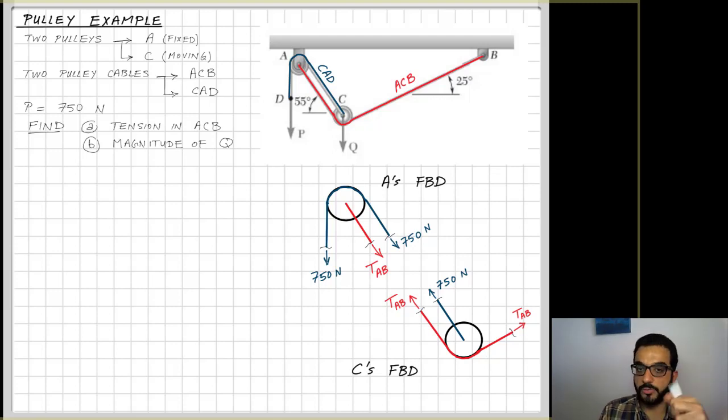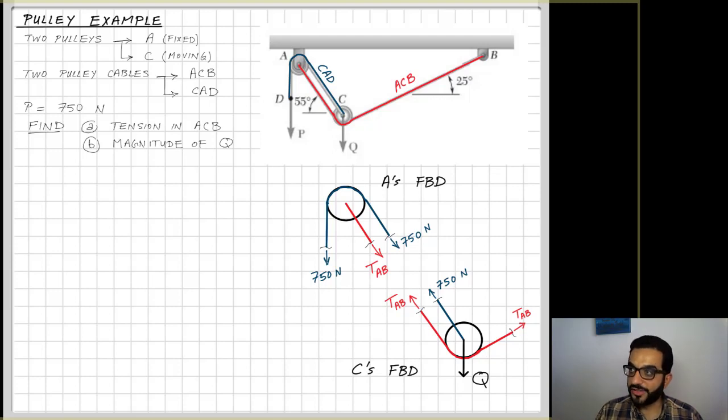So the cable is in tension along its length with the same equal value. Now I can visualize the flow of forces through the cables. One cable, I know the force through it because I know the force at the end of it, 750 Newton. The other one is unknown. Q is another unknown.